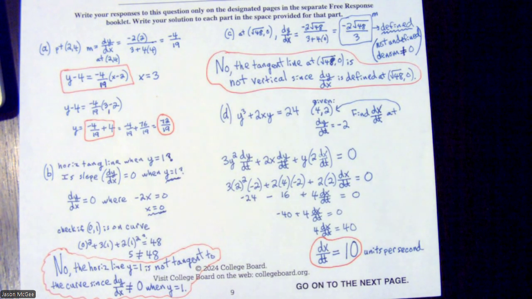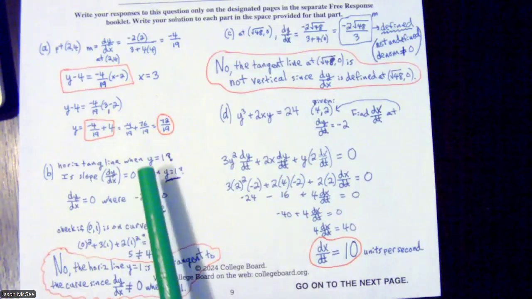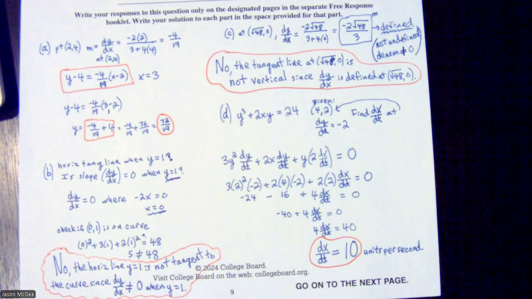And then just the key phrases on B and C: horizontal tangent line, vertical tangent line. We've done those earlier in the year. That's just where the top is equal to 0, where the bottom is equal to 0. We've done plenty of stuff with the equations of tangent lines and plugging stuff in, and that's a good related rate. We've done a lot harder related rates than that early in the year.